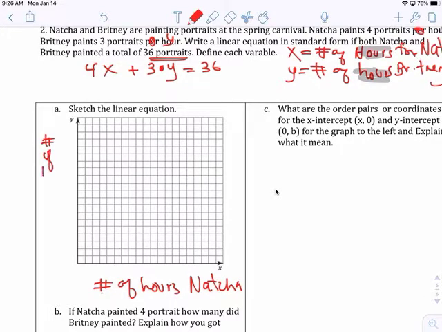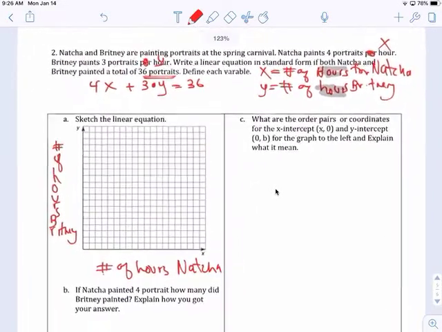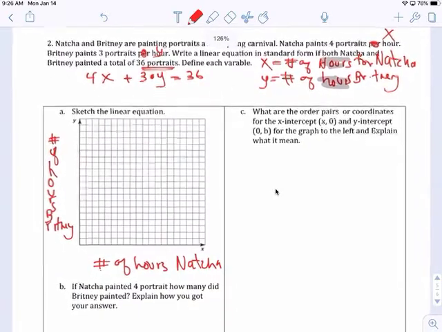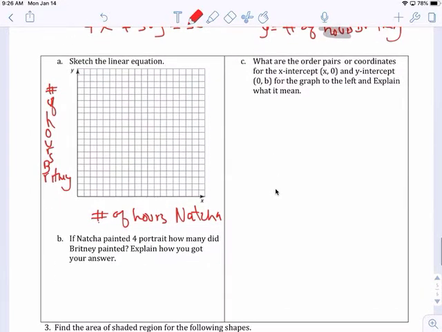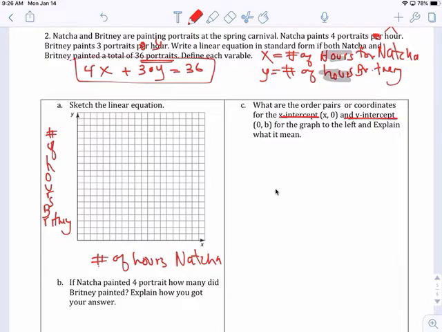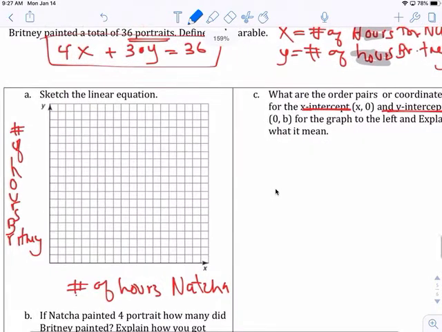Number of hours, or time in hours, is what I meant to write, but that's what you'll hear in high school: number of hours, and this is Brittany. Okay. What are the ordered pairs or coordinates for the x-intercept and the y-intercept for the graph to the left, and explain its meaning. Notice I left you to find the X and Y intercept because there isn't any here. The best way to graph, because it's in standard form, is using the X and Y intercept. So the X-intercept is when y is 0. That means anywhere along this line, y is 0.